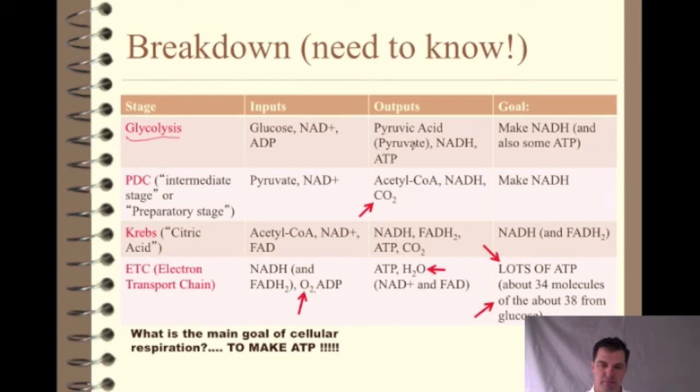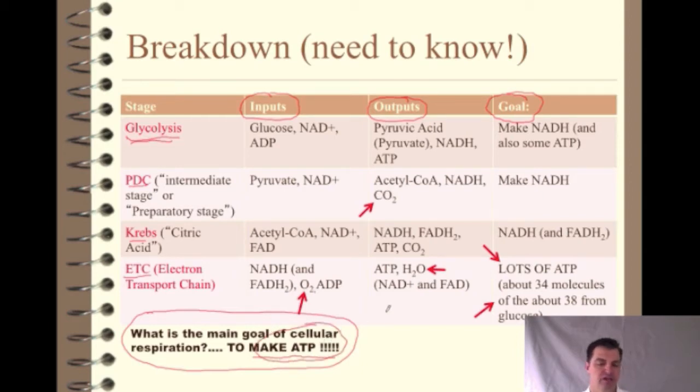What I want you to remember is what the inputs are, what goes into that reaction, what comes out of that step of reactions like in glycolysis, and what the main goal is, what was accomplished, what's important about glycolysis, the PDC, Krebs cycle, and electron transport chain. Then I want you to know overall what's the main goal of cellular respiration, why it is done, and that is to make ATP. If you're going to move your muscles, if you're going to think, all these processes require energy to maintain homeostasis, and that energy comes in the form of ATP.